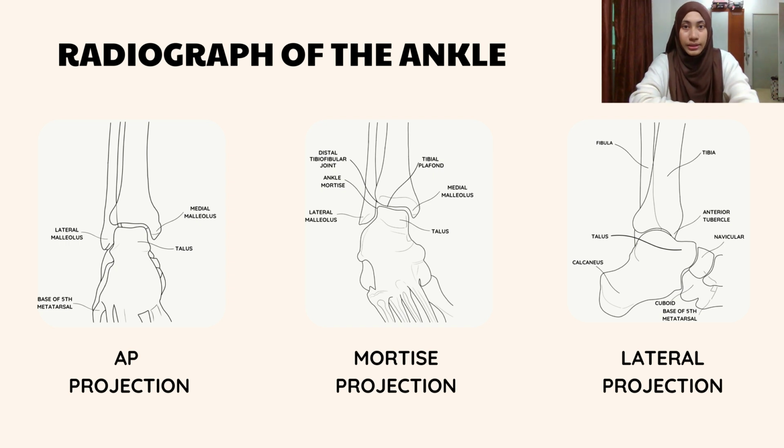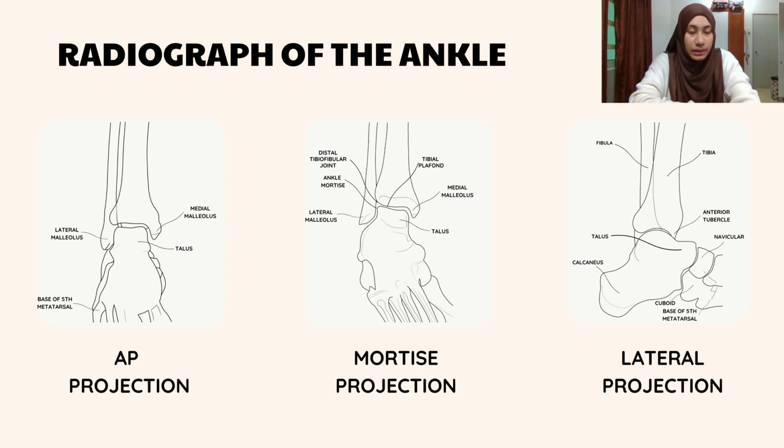And lastly, the routine radiographs of the ankle are AP projection, mortise projection, and lateral projection. In AP projection, the anatomical structures that can be seen are the medial malleolus, talus, lateral malleolus, and the base of the fifth metatarsal. In the mortise projection, we can see the tibial plafond, medial malleolus, talus, lateral malleolus, ankle mortise, and the distal tibiofibular joint.